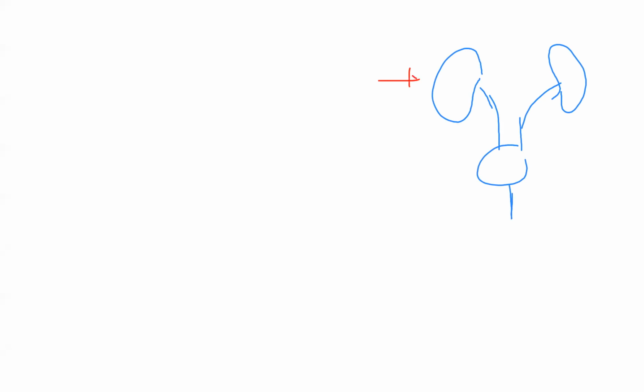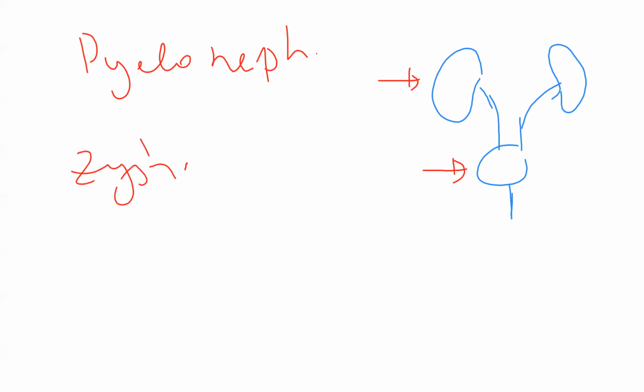So to make a resume of the therapy, as I said, we have 2 kidneys. This is the urinary system. Here we have pyelonephritis, and here we have cystitis, and urethritis.